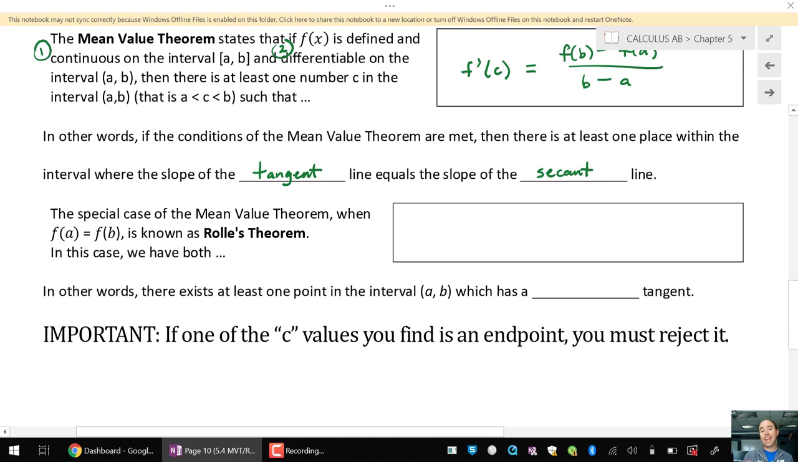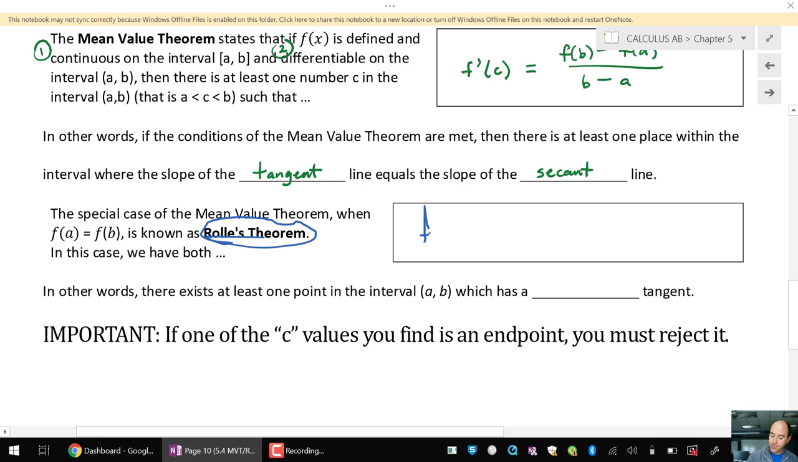There's one special case of the mean value theorem, and it happens when f of a and f of b are equal. And if that happens, then the numerator of my average rate of change essentially is 0, meaning the derivative must also be 0. We call this Rolle's theorem. So Rolle's theorem, just a special case of MVT.